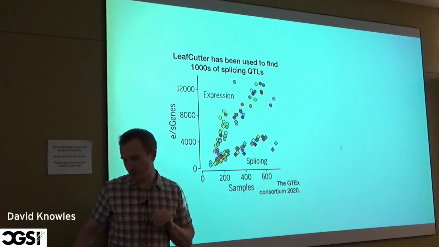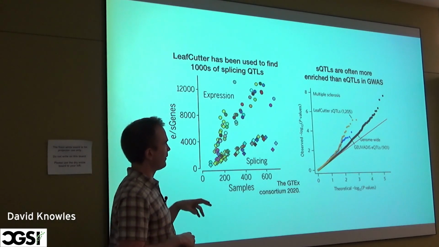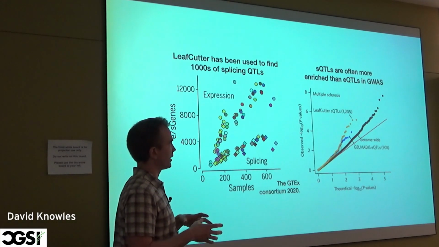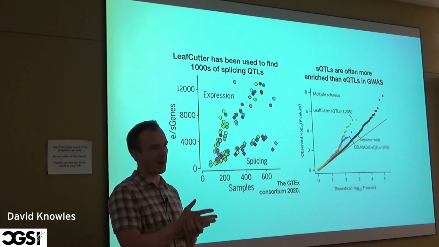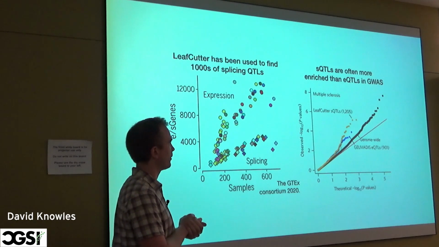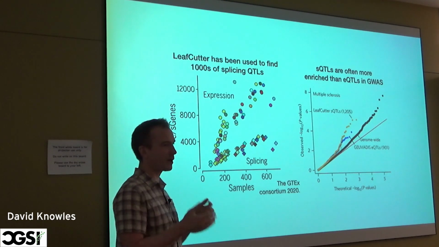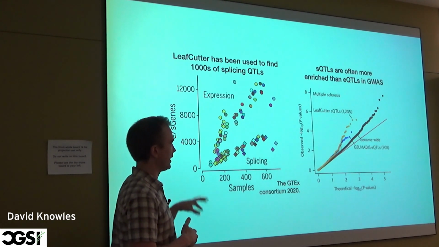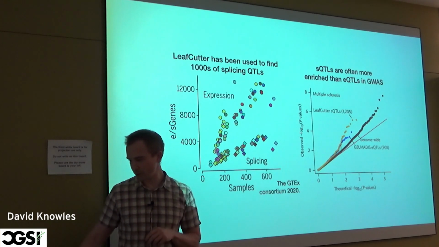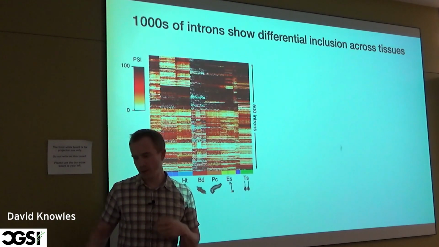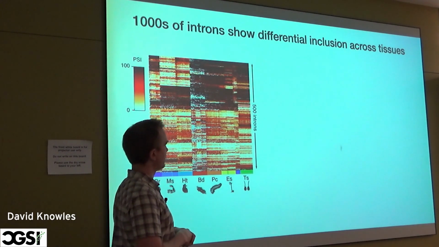GTEx, for example, did this across many different tissues, and we and others have shown that sQTLs are often highly enriched in GWAS. So all these non-coding variants that we find in GWAS for different complex traits, many of them can be explained as acting through effects on expression. We find many of them look to actually be affecting splicing rather than expression. So that raises the question, how much of that splicing that's getting changed is actually functional?